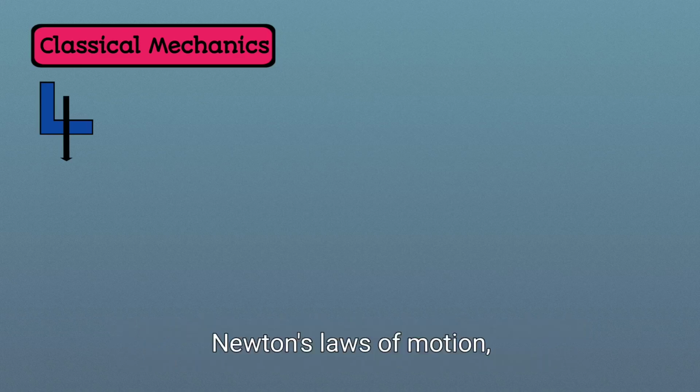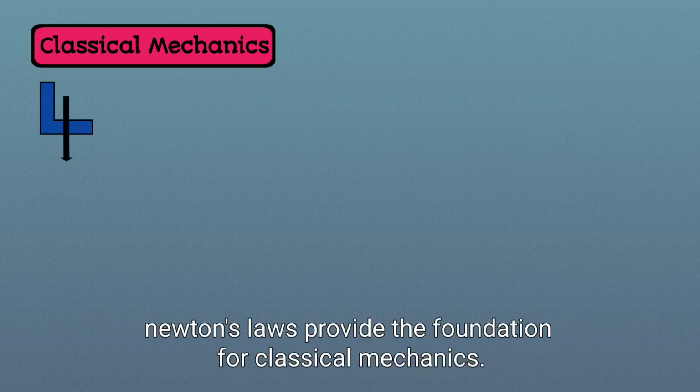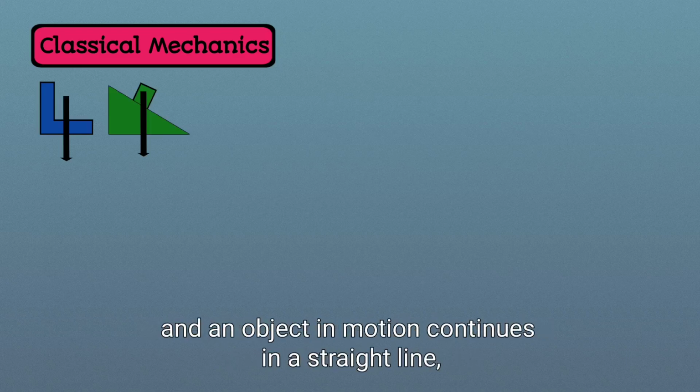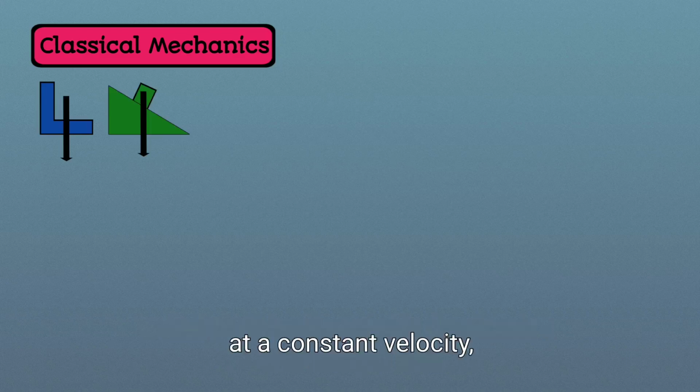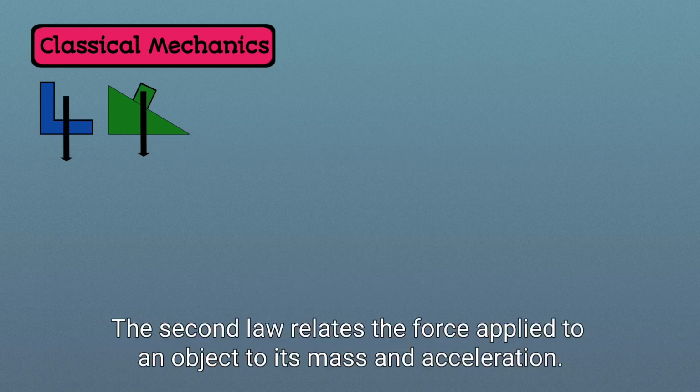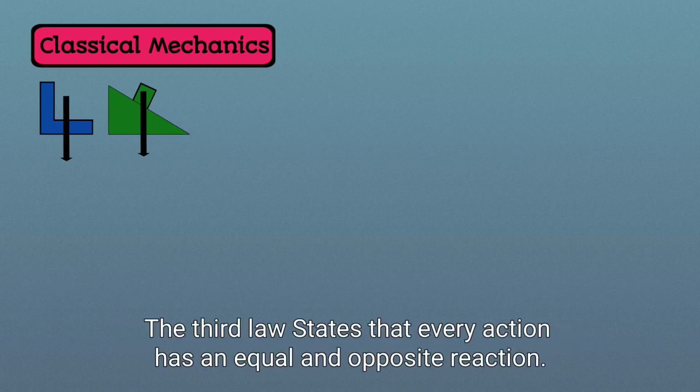Newton's laws of motion. Newton's laws provide the foundation for classical mechanics. The first law states that an object at rest remains at rest, and an object in motion continues in a straight line at a constant velocity unless acted upon by a net external force. The second law relates the force applied to an object to its mass and acceleration. The third law states that every action has an equal and opposite reaction.